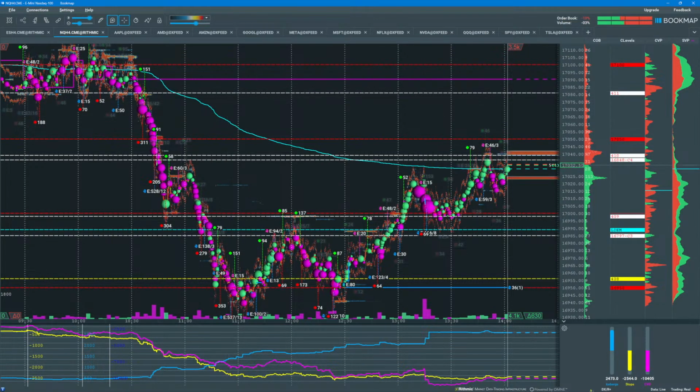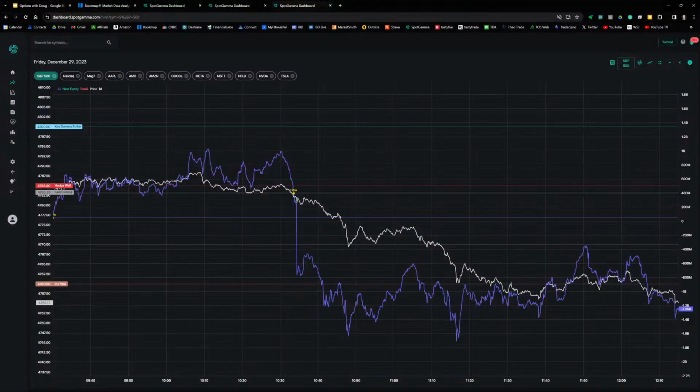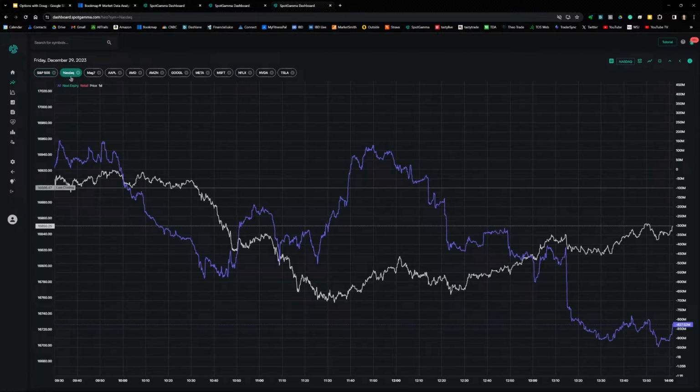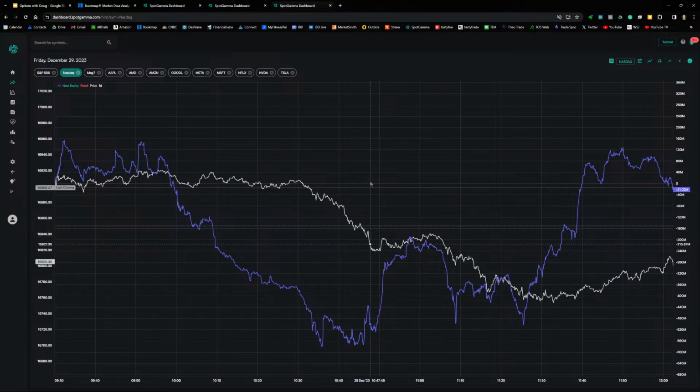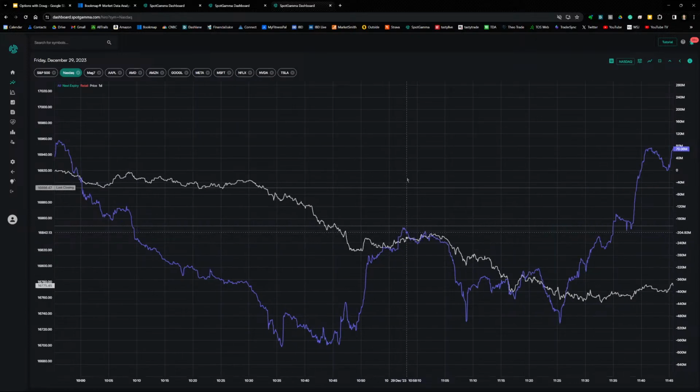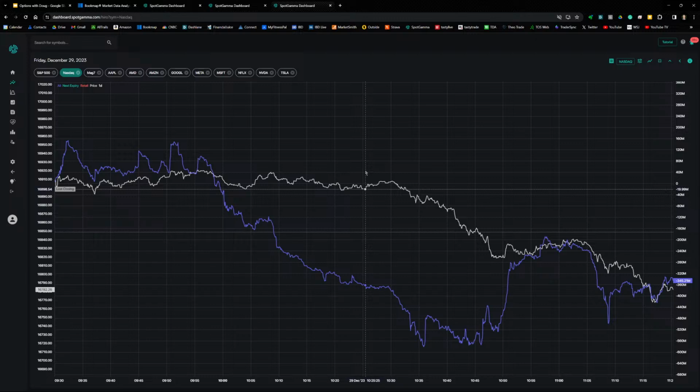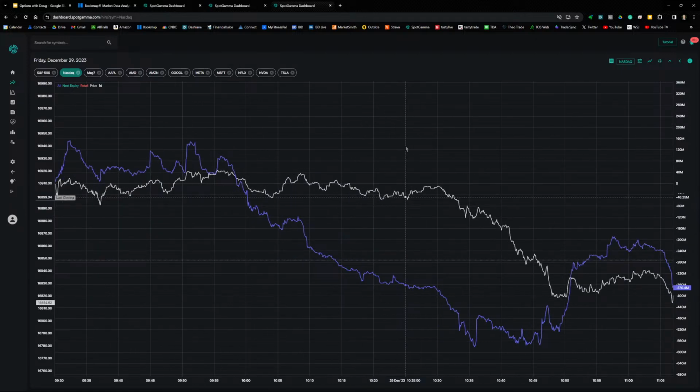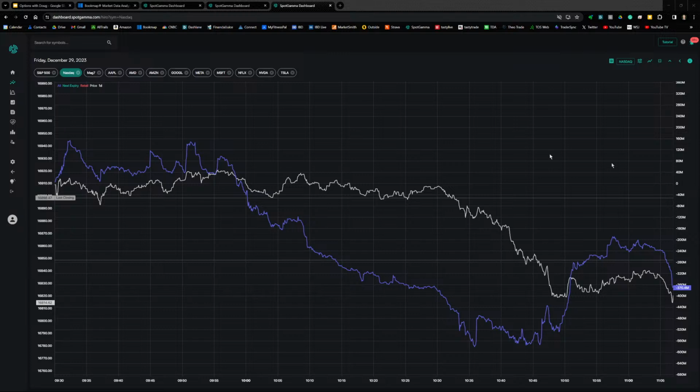All right, let's go back to Hero and see what options traders were doing this morning. There was a very clear signal for Nasdaq. Let's just zoom in a little bit here. Just looking at this in the morning, this is a very clear divergent setup, one of my favorite setups.